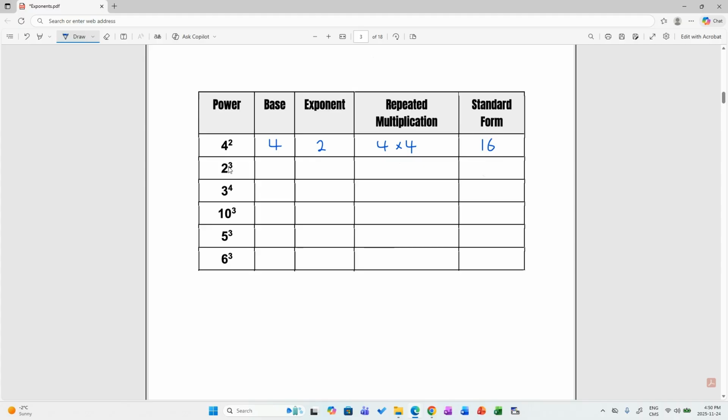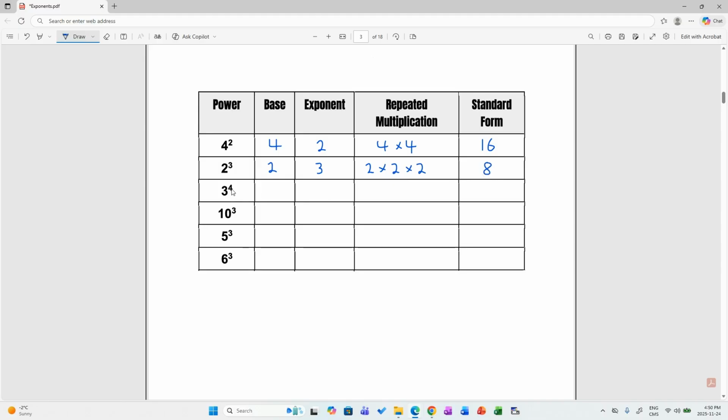Now for 2 cubed, or 2 to the power of 3, my base is simply 2, and 3 is my exponent. Now my exponent just tells me how many times I multiply 2 by itself. In this case, since my exponent is 3, I'm going to multiply 2 by itself 3 times. So I'm going to have 2 times 2 times 2. And in this case, standard form is just my answer. 2 times 2 times 2 is simply going to be 8.